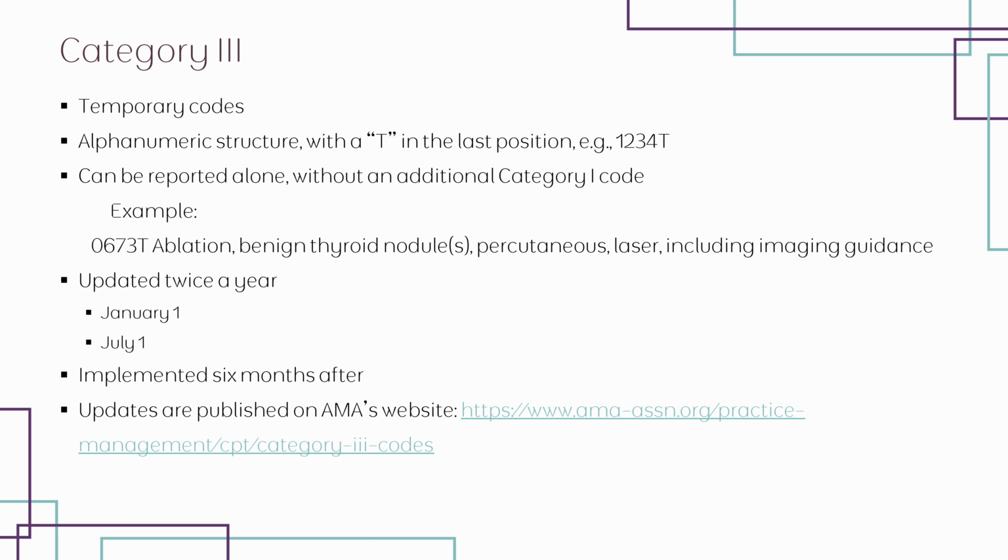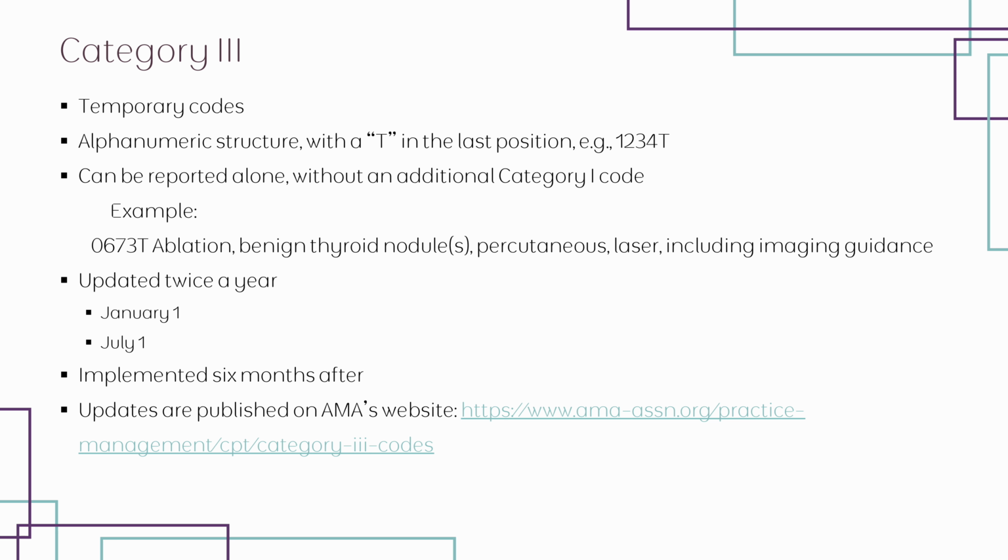One of the unique aspects of Category 3 codes is how frequently they are updated. The AMA reviews and updates these codes twice each year. Updates are published on January 1st and July 1st. However, after publication, these new codes are not implemented immediately. Instead, they go into effect 6 months after their release. The AMA maintains the most current list of these codes and their implementation date on their official website, so it is important for coders to stay current and check for updates regularly.